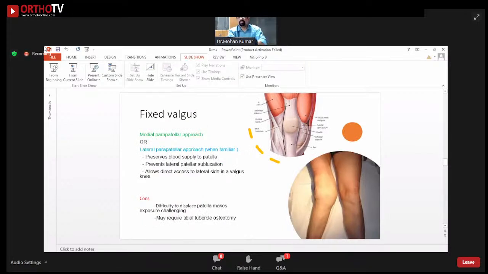So in fixed valgus, there are some surgeons who are particular to go through the lateral side, because the deformity is on the lateral side, the contracture is on the lateral side. So they feel that tackling the problem on the lateral side is much easier if you do a lateral parapatellar arthrotomy. But the problem is you will find it difficult to dislocate the patella medially. And especially when the patient has undergone some previous surgery, this is not at all advocated.